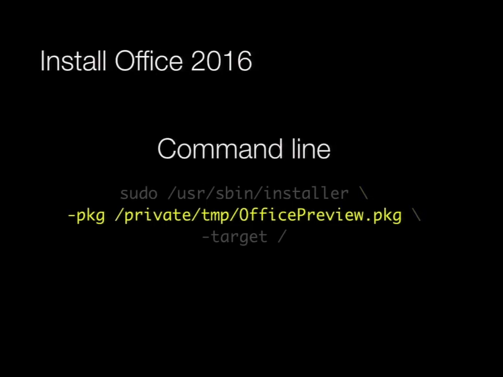I use the -PKG switch to denote that what's coming after it is the path to my package, or the Office Preview package. Again, I've copied Office Preview to the hidden Private Temp folder, and I'm giving it the full path to it. And then finally, I use target to denote where I'm installing the package, and the / means install here on this computer or the boot drive. Hit return, and in a couple of minutes you'll have Office installed.